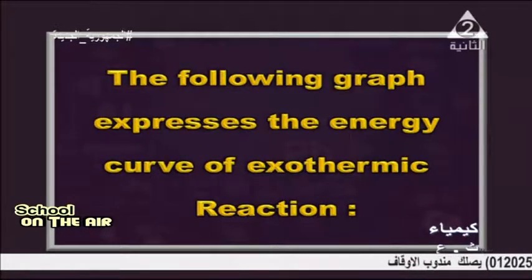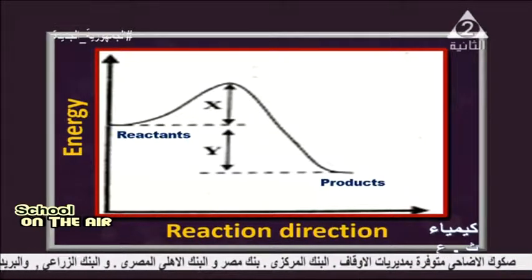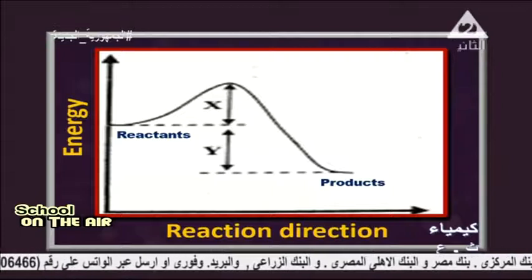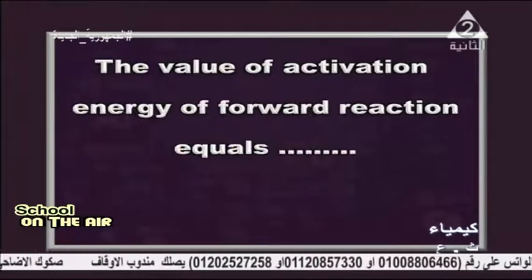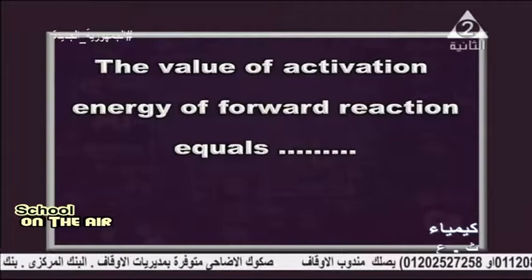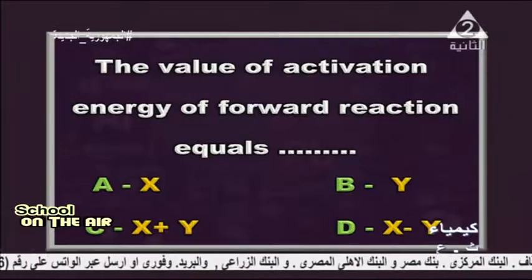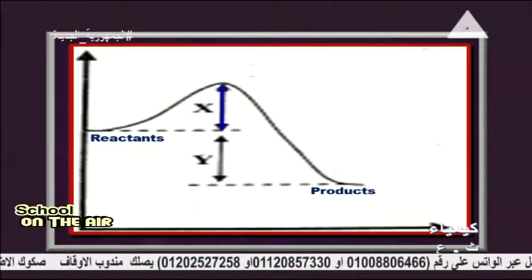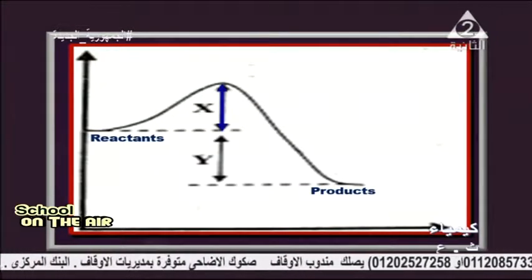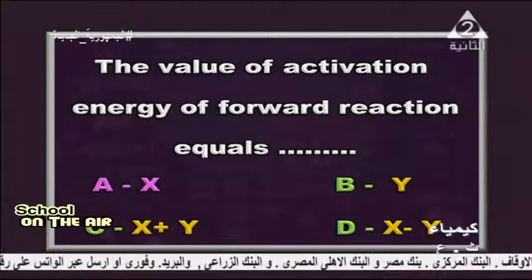Next question. The following graph expresses the energy curve of an exothermic reaction. As shown in the diagram, reactants have higher energy than products, so we know that it is an exothermic reaction. So the value of activation energy of the forward reaction equals x, y, x plus y, or x minus y. If you look at the graph, we know that the activation energy for the forward reaction will be x, from the reactants level to the highest value. So the answer is x.